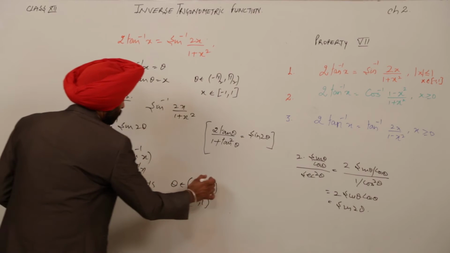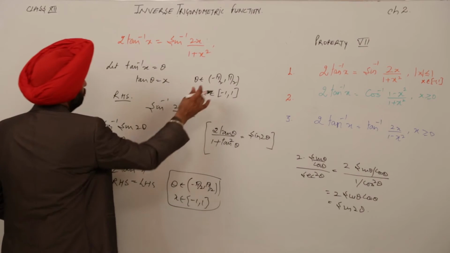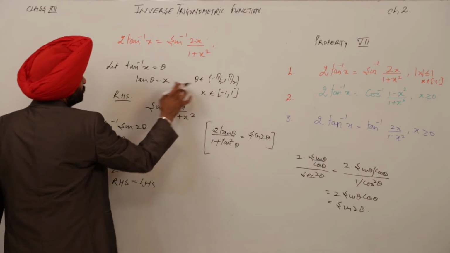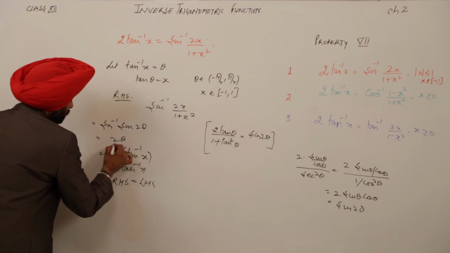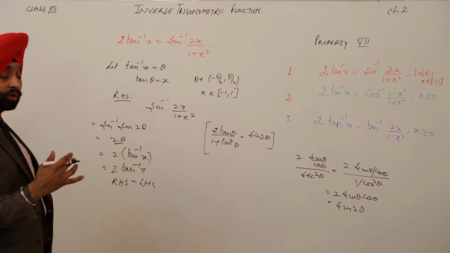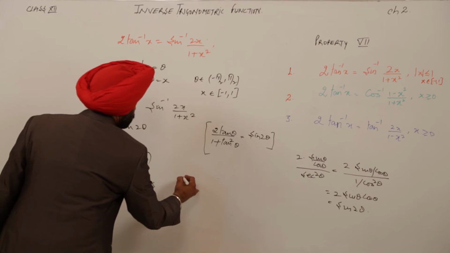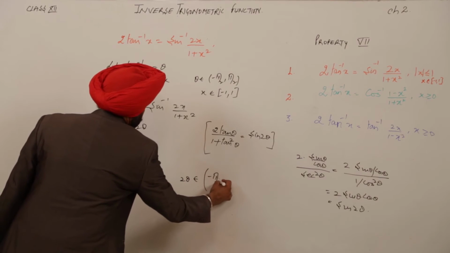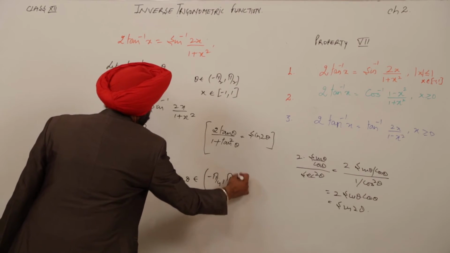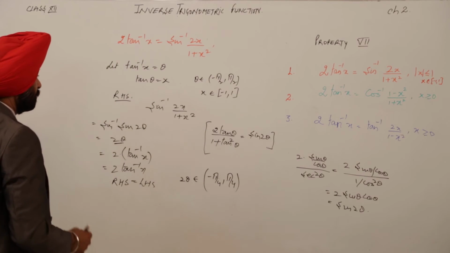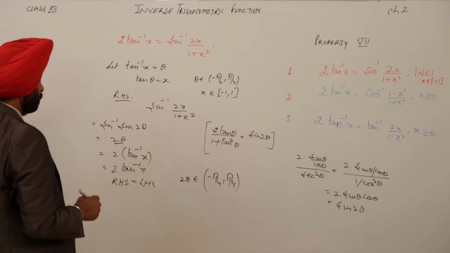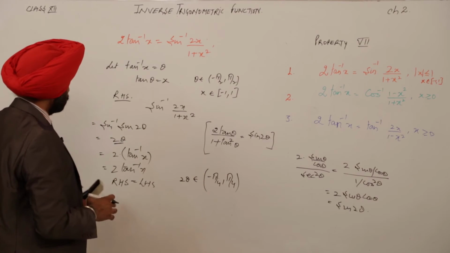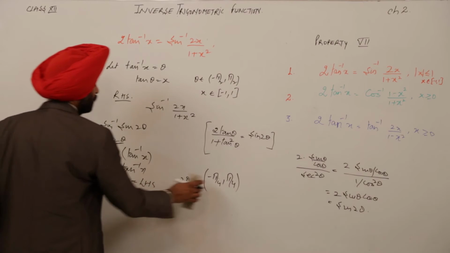Now for this part, we have already written this side. So now our question, this was for theta, and we are getting the result as 2 theta. So what about our 2 theta? Here 2 theta belongs to minus pi by 4 to pi by 4. So we can say that the right hand side is equal to the left hand side.